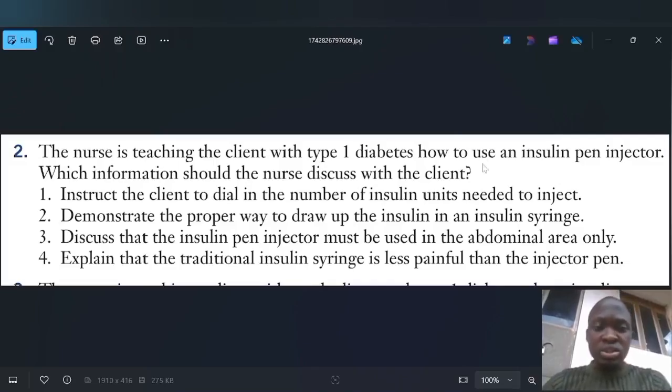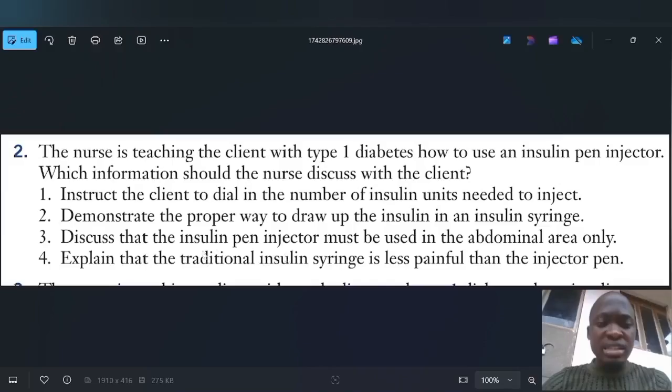All right, so let's first look at the other options. The answer was number 1, instruct the client to dial in the number of insulin units needed to inject. Let's look at the other options. Number 2, demonstrate the proper way to draw up the insulin in an insulin syringe. No, there's no need to draw up the insulin. Remember, like I said, an insulin pen injector is already pre-filled in the factory. This is the traditional insulin syringe, which doesn't answer the question.